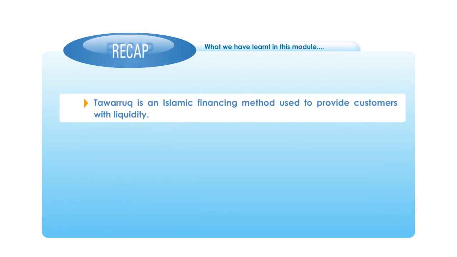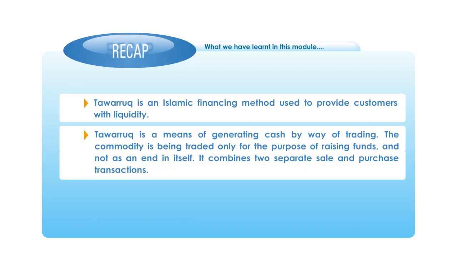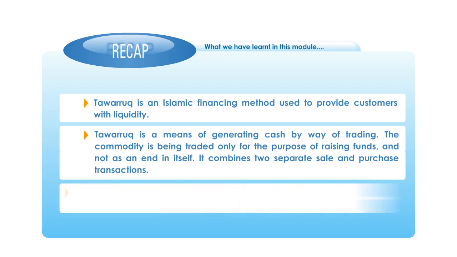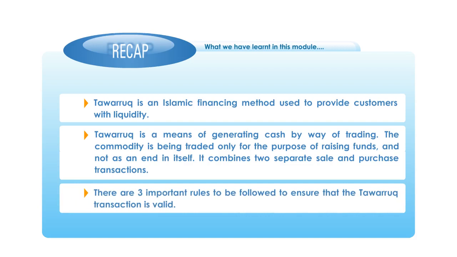Tabarak is an Islamic financing method used to provide customers with liquidity. Tabarak is a means of generating cash by way of trading. The commodity is being traded only for the purpose of raising funds and not as an end in itself. It combines two separate sale and purchase transactions. There are 3 important rules to be followed to ensure that the Tabarak transaction is valid.